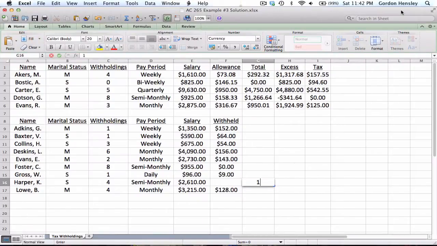$158.33. That would be the amount for one withholding allowance. But this person's claiming 4 allowances. So I want $158.33 times 4 withholding allowances to get the total withholding, which is $633.32.